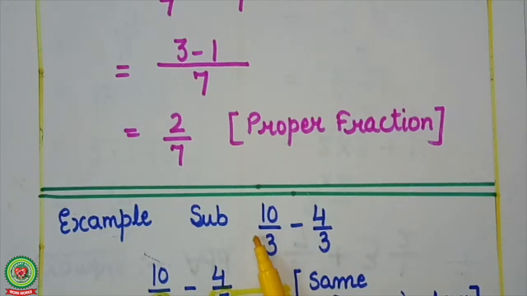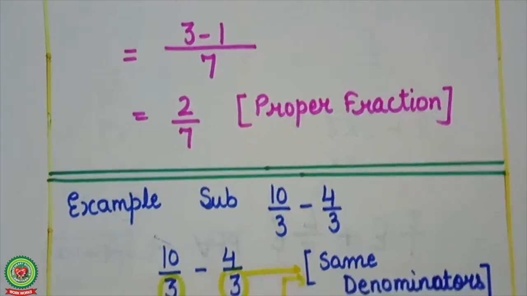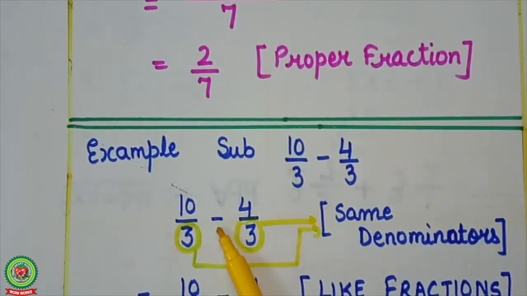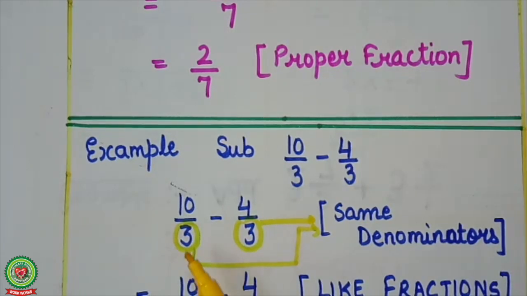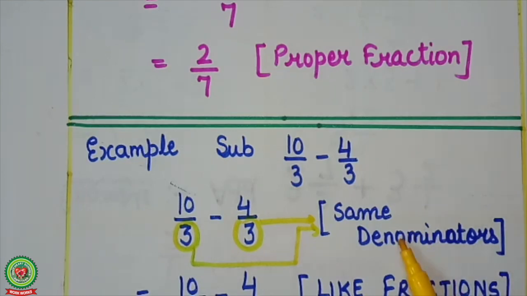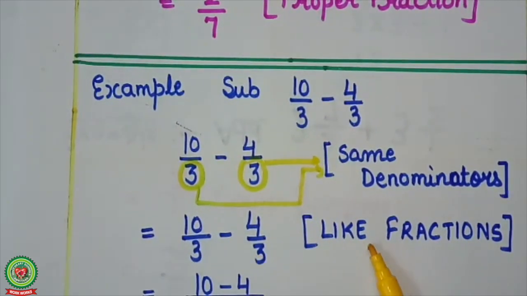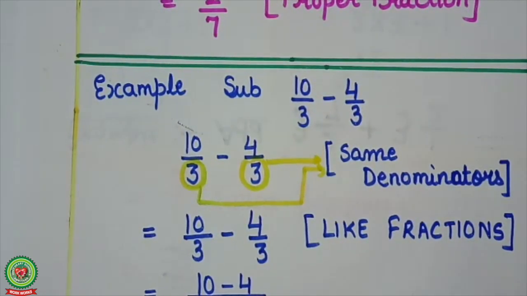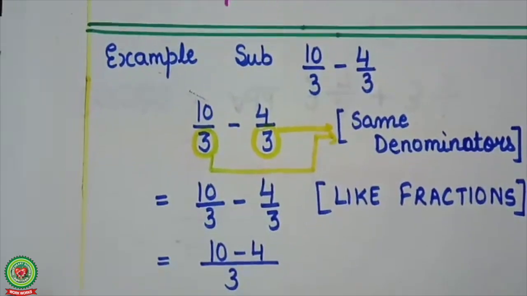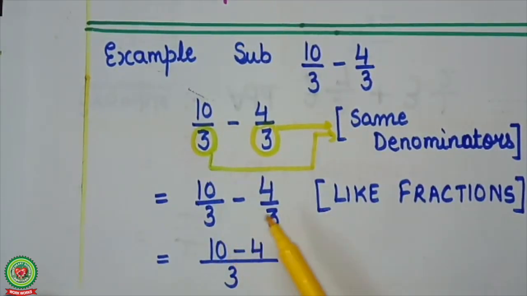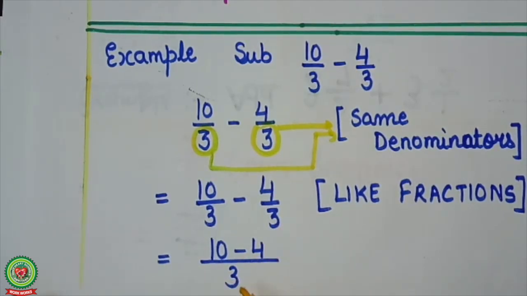Here, subtract 10 upon 3 and 4 upon 3. Now, we will write 10 upon 3 minus 4 upon 3. Both denominators are equal to 3. Therefore, denominators are same. It implies that these fractions are like fractions. Now, as per rule, write denominator once. What is denominator here? 3. So we will write 3 once in denominator. And now subtract the numerators.